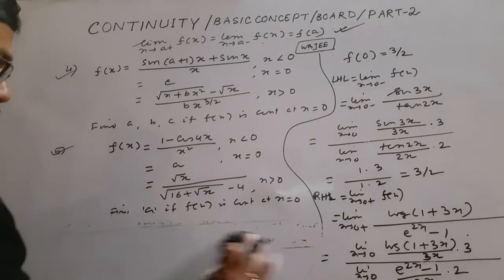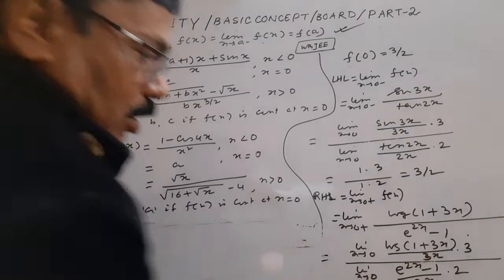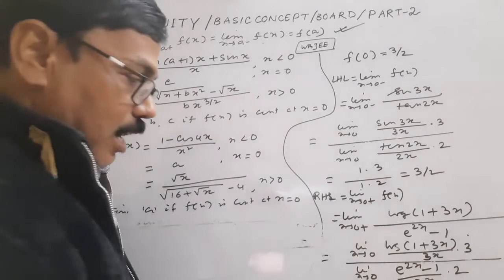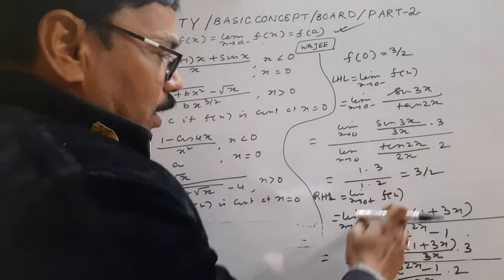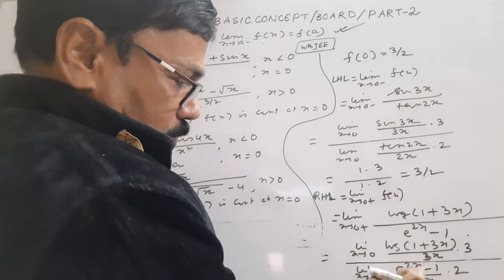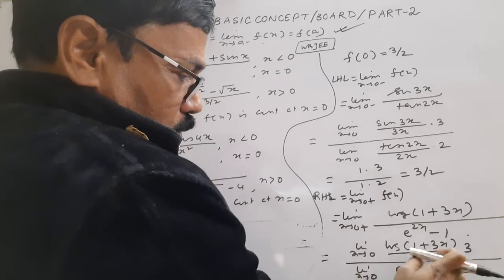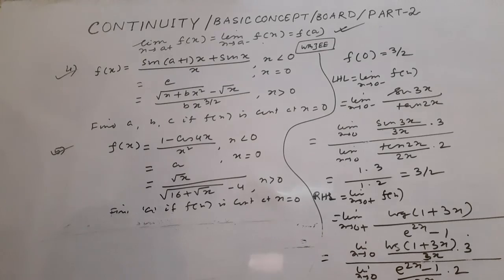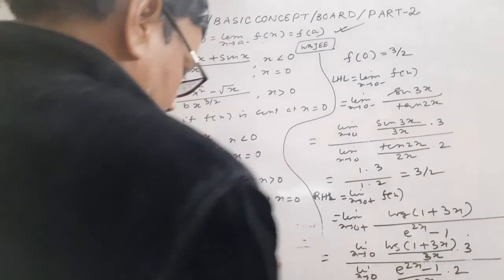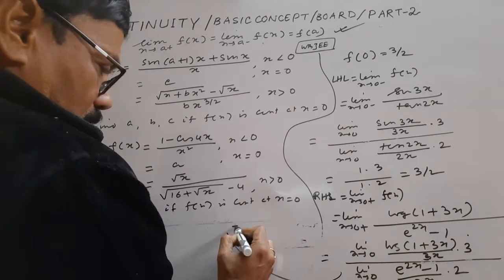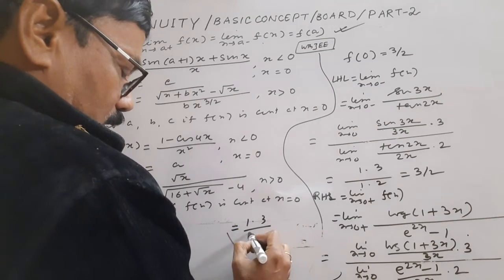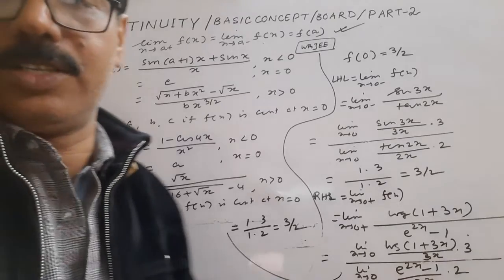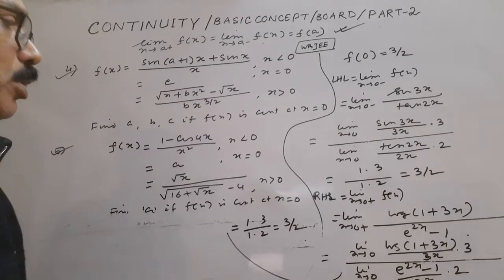Now look, log(1 plus 3x) by 3x into 3, and (e to the power 2x minus 1) by 2x into 2. So look, 3 balance, 2 balance, and x is cancelled out. So what are we getting? This is 1 into 3, this is 1 into 2. So this is 3 by 2.